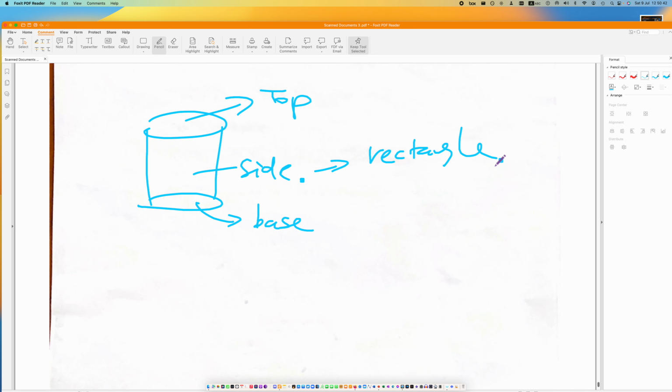How do you find the area of the top? Area of the top is the area of a circle, right? So it's pi times r squared. What's the r? How do you find the r? No, you don't look at that. You look at here. Nothing to do with that question. I'm not talking about that question. I'm talking about this question.